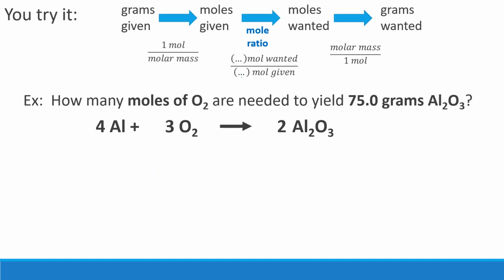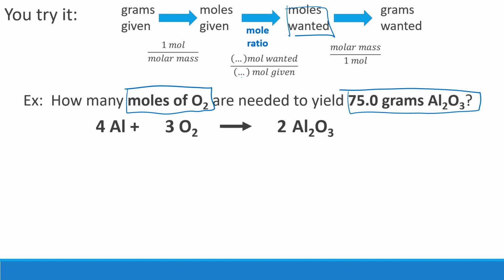Okay, last one for you to try. Pause it, see what you get, and then check back in. All right, did you get 1.10 moles of aluminum? That's the answer. So in this case, we're starting with grams of aluminum oxide, and we're going to moles. And so once we get to moles of our wanted, we can stop. We don't have to do that portion of the pathway.